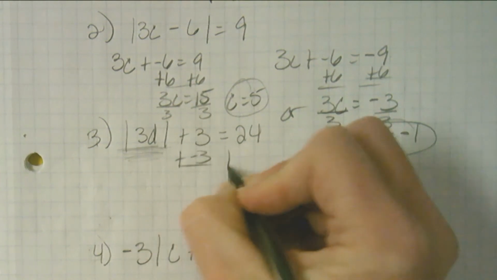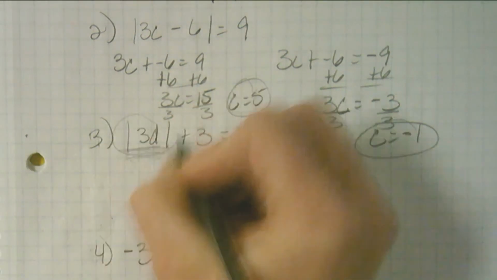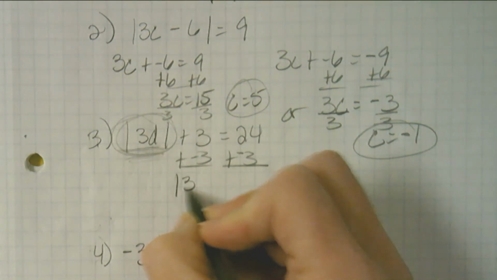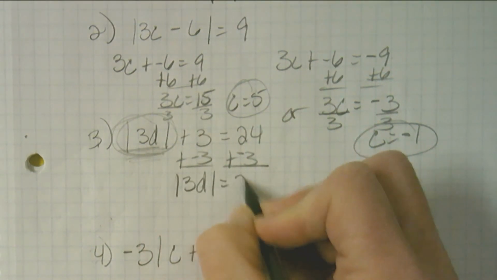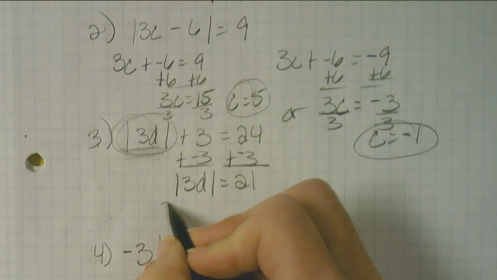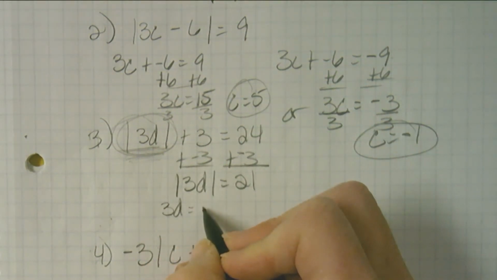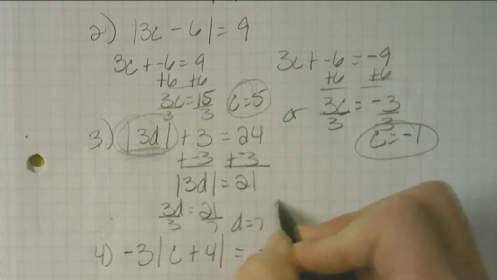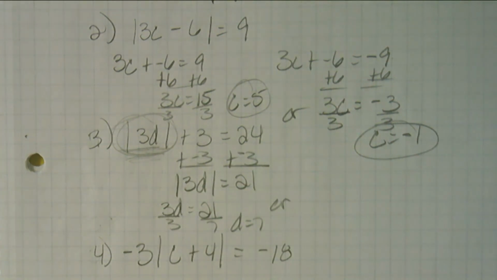Remember, we've got to get that absolute value term alone. I have to get that alone before I can split it. So now I have the absolute value of 3D is equal to 21. Now split it. What can 3D equal? Isn't it negative 21 as well?